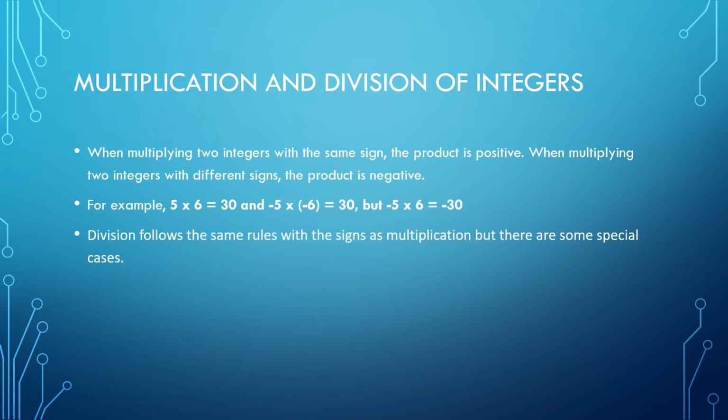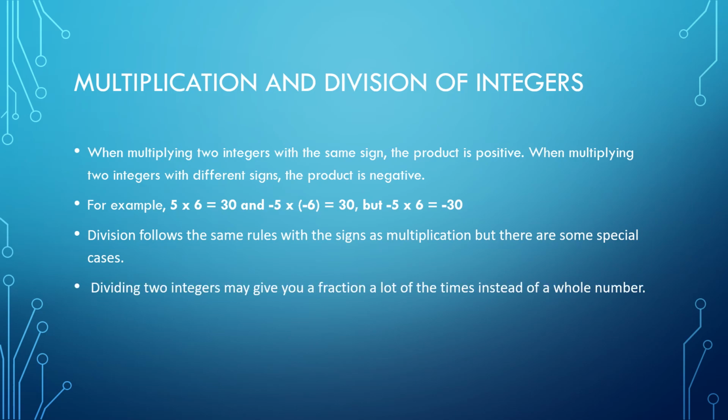Division follows the same rules with the signs as multiplication, but there are some special cases. Dividing 2 integers may give you a fraction a lot of the times instead of a whole number. Fractions have their own special rules when it comes to using the basic operations and applying them correctly to evaluate fractional expressions. We will dive deep into those rules in the next lesson.